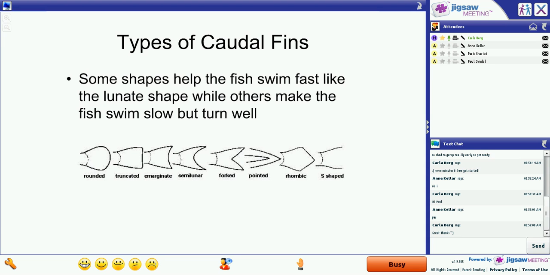Fish who rely on speed can live in the open ocean. A fish who is not very fast is going to have a hard time escaping predators in the open ocean. They are going to need to live somewhere like a coral reef, a marsh, somewhere where they can hide.